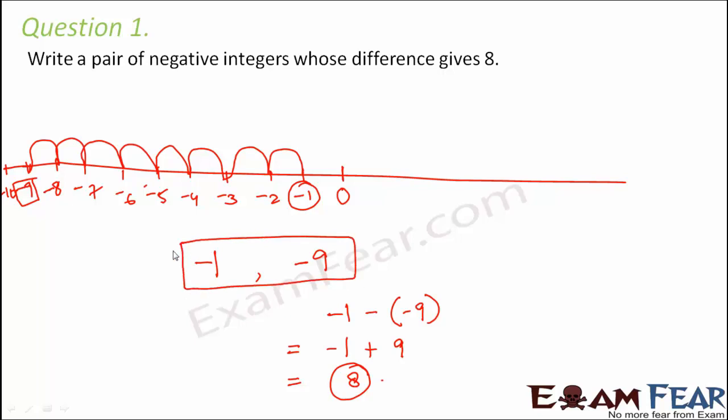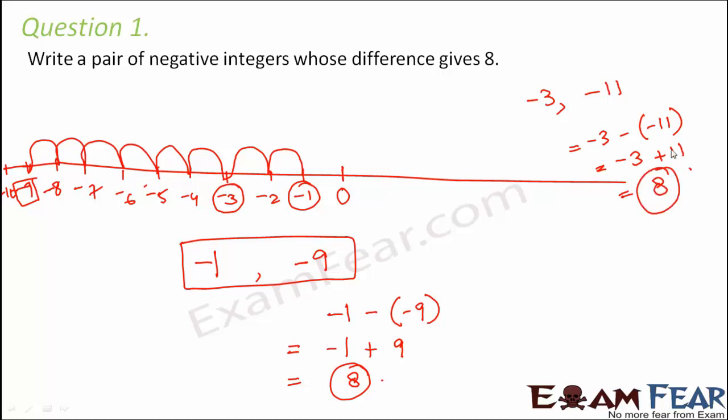Now it is not necessary that this is the only possible answer. If you want to choose minus 3, you could have chosen minus 3 as one integer. In that case, you make 8 jumps from minus 3, and where do you reach? You reach at minus 11. So when you subtract these two, minus 3 minus minus 11, you get minus 3 plus 11, which is equal to 8. So minus 3 and minus 11 could be another pair of negative integers whose difference is 8. So you can have infinite number of pairs of negative integers whose difference would be 8.